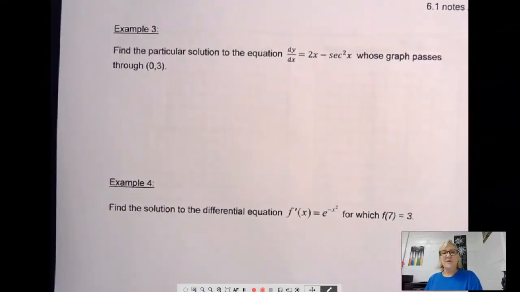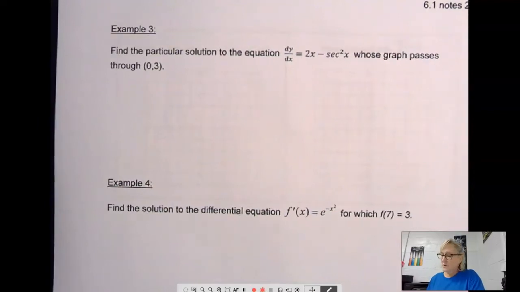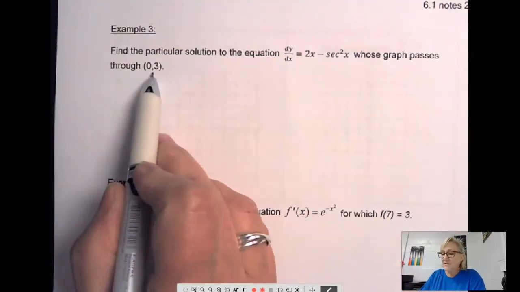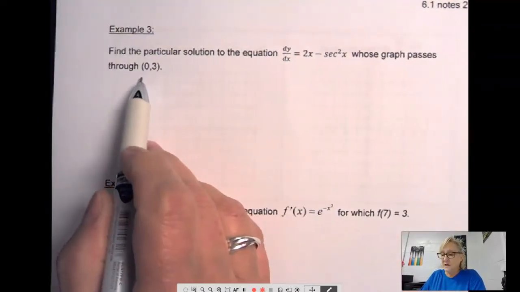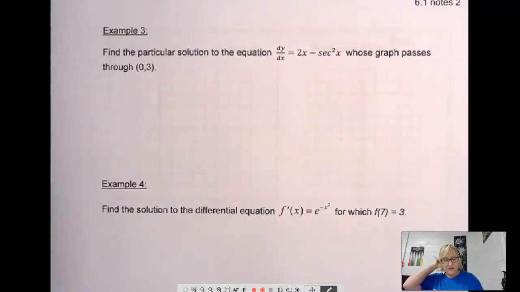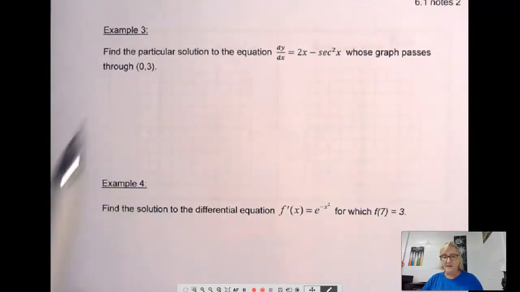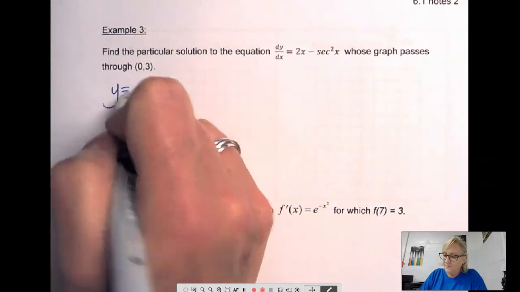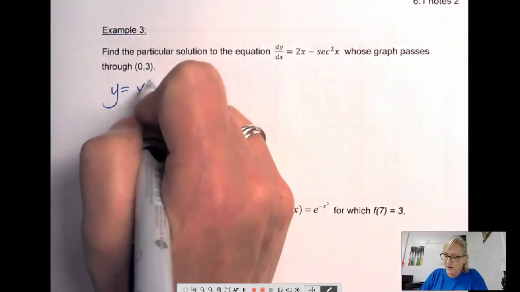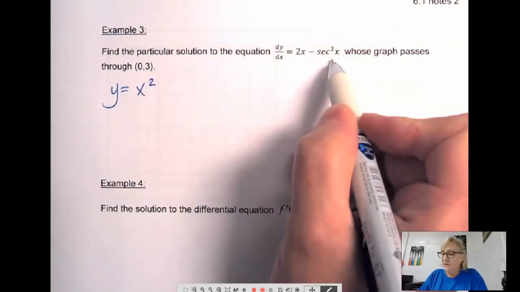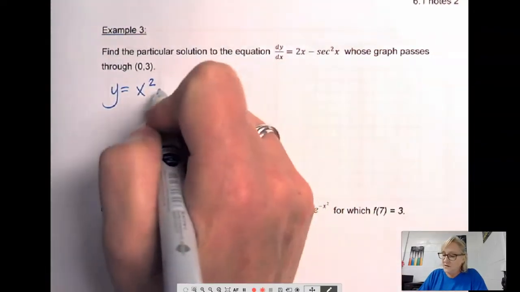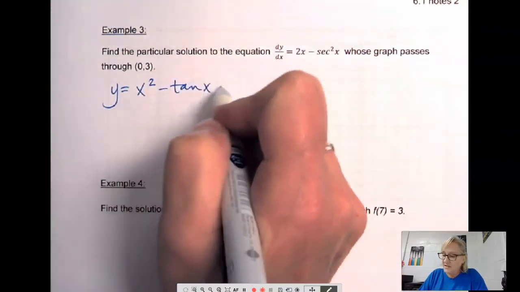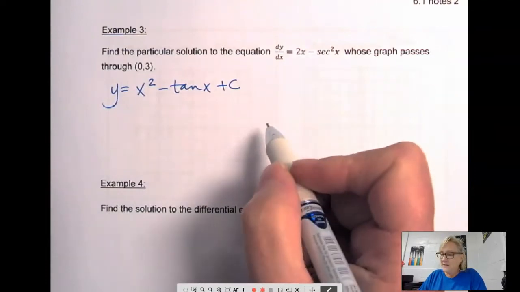Okay, example 3. Find the particular solution to this equation, whose graph passes through (0, 3). So this is called an initial value problem because this is the initial point that we're given so that we can find C. Okay, so let's find the antiderivative. That would be x squared. Derivative of tangent is secant squared, so that would be minus tangent x. And there could be a constant.